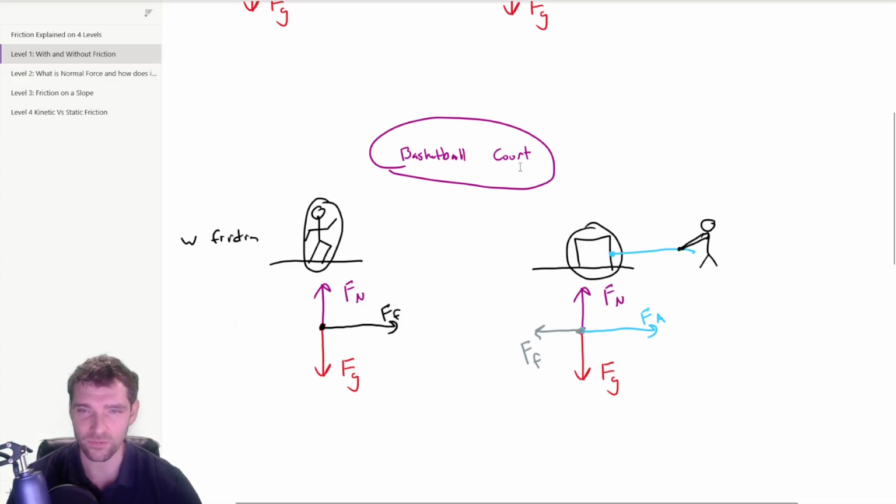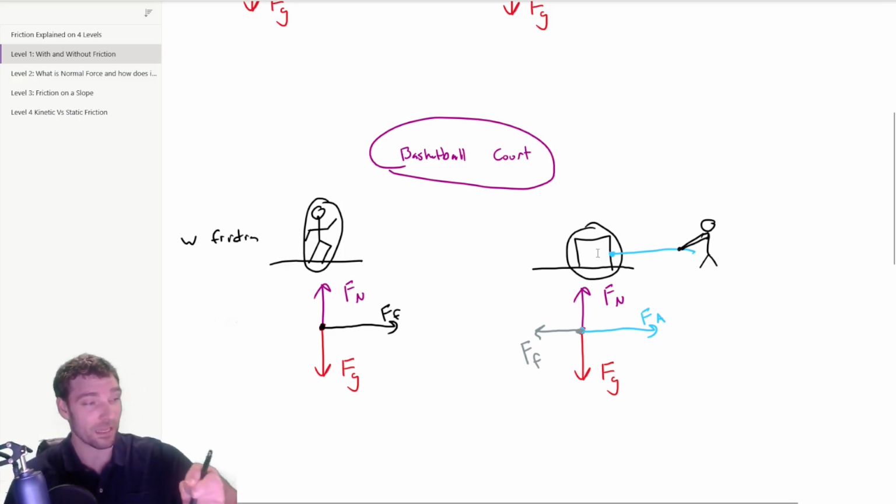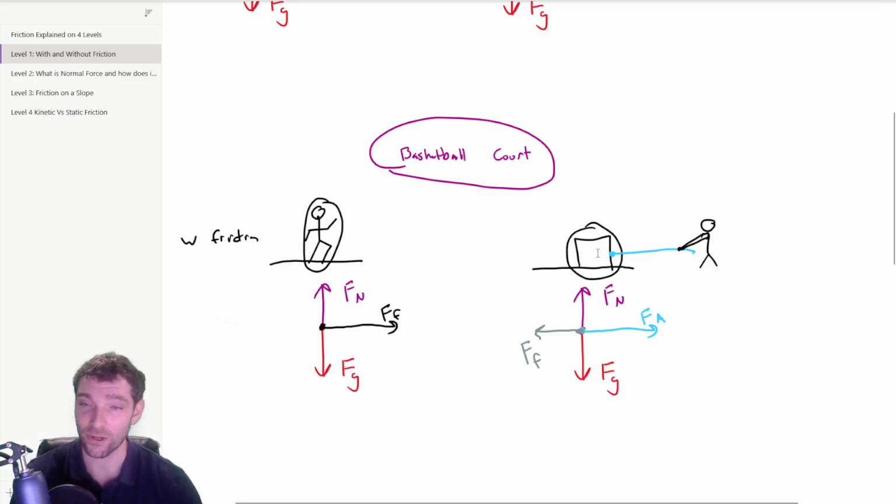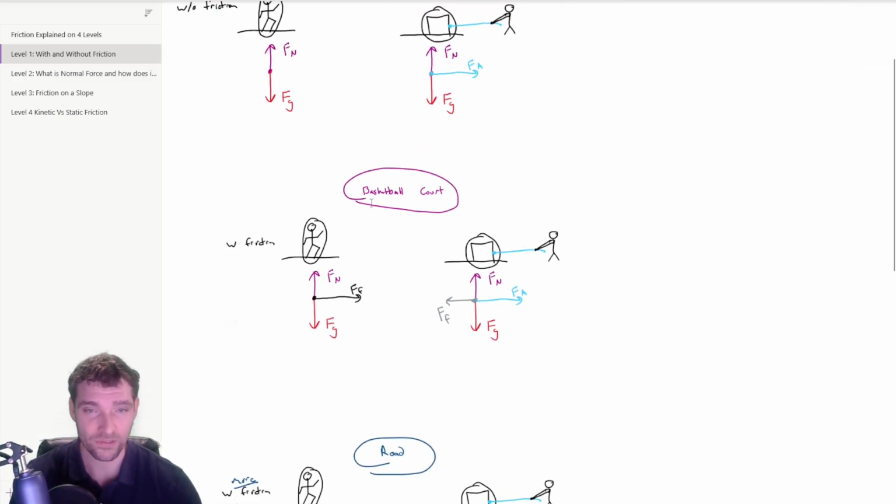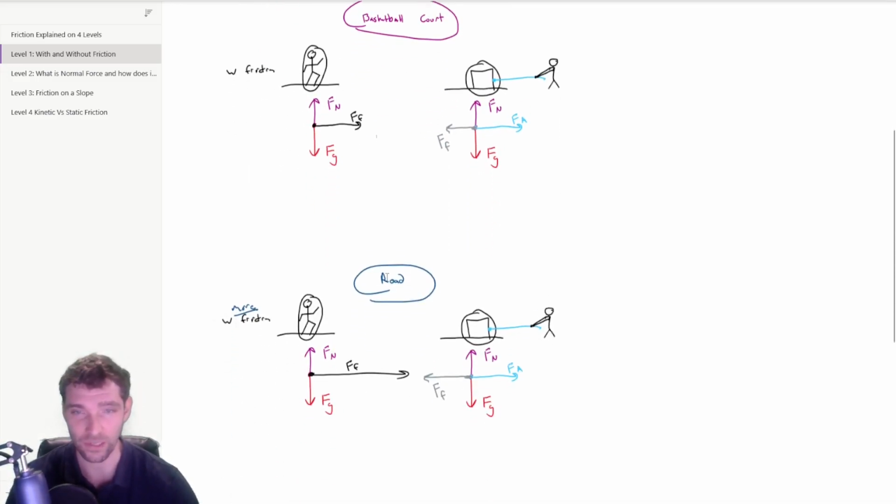You can also imagine with a basketball court, now you're going to have to overcome the friction that's on the ground. So you might have to pull harder on this box to get it moving due to there being friction. So yeah, you may be able to run faster, but it's going to be harder to get things moving as well when you have friction.